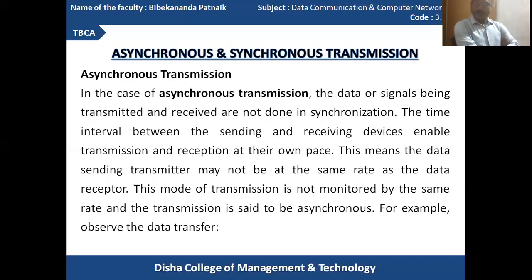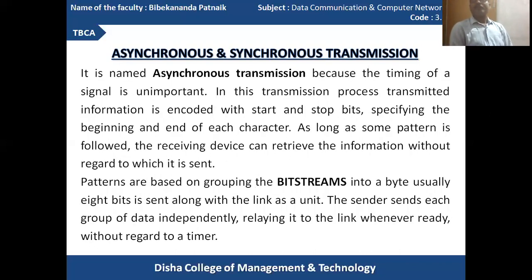But in this transmission mode, every individual byte contains 8 bits followed by 2 additional bits, one at the beginning and one at the end. That is 10 bits that can be transmitted from source to destination. It is called asynchronous transmission because the timing of the signal is unimportant; there is no importance of time in this method. In this process, transmitted information is encoded with start and stop bits, specifying the beginning and end of each character.